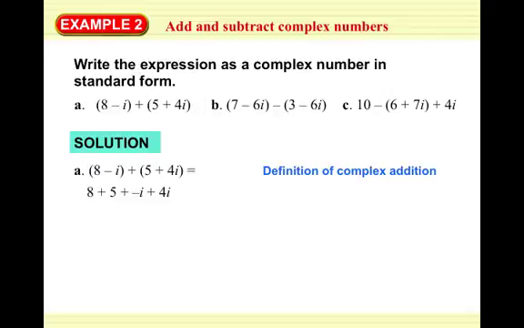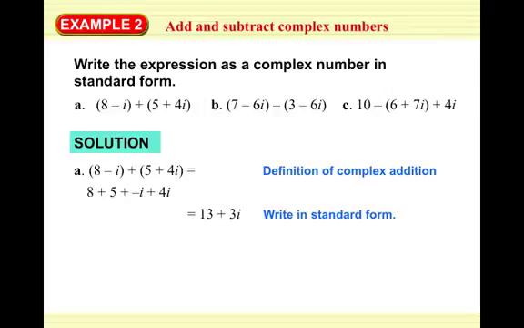I'm just going to do 8 plus 5 because those are the real components, plus -i plus 4i because those are the imaginary components. And then I'm going to write it in standard form. So 8 plus 5 is 13. -i plus 4i is 3i, so I have 13 plus 3i. So I almost treat i like a variable as long as you're adding or subtracting.